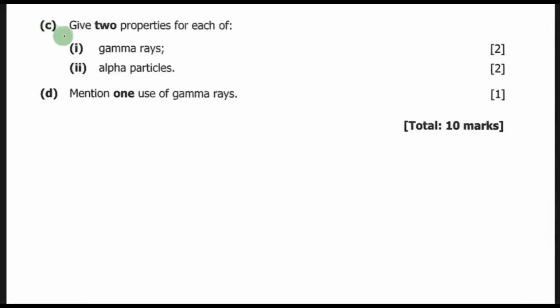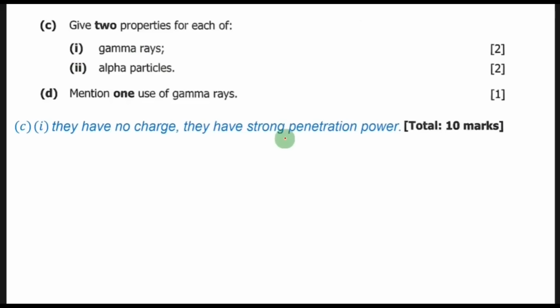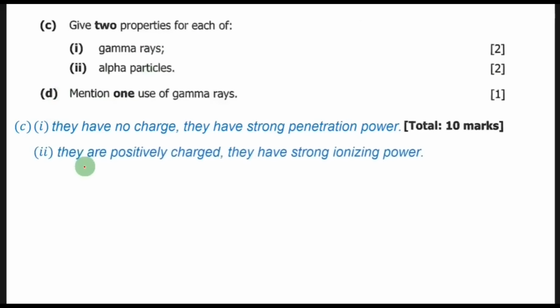All right, so let's go to the last part of this question. C says give 2 properties of each of 1 gamma rays, 2 alpha particles. So give 2 properties for each. For gamma rays, they have no charge, they have strong penetrating power. They are not affected by magnetic fields or electric fields. Then alpha particles are positively charged, they have strong ionizing power. They are also affected by the magnetic field and electric field.